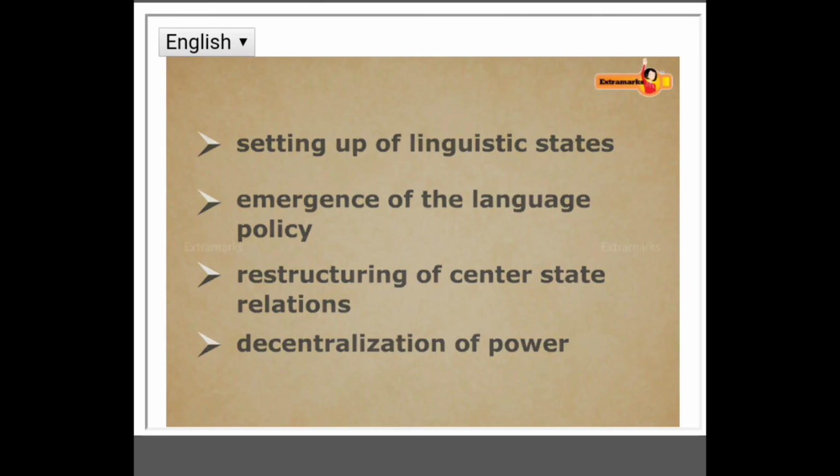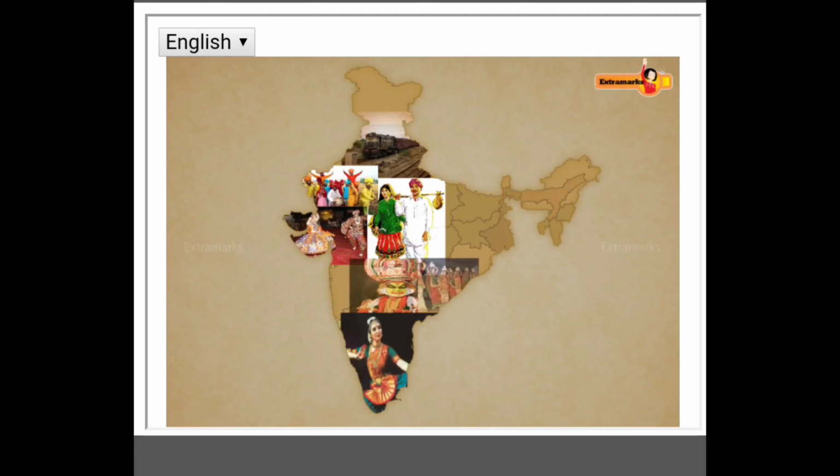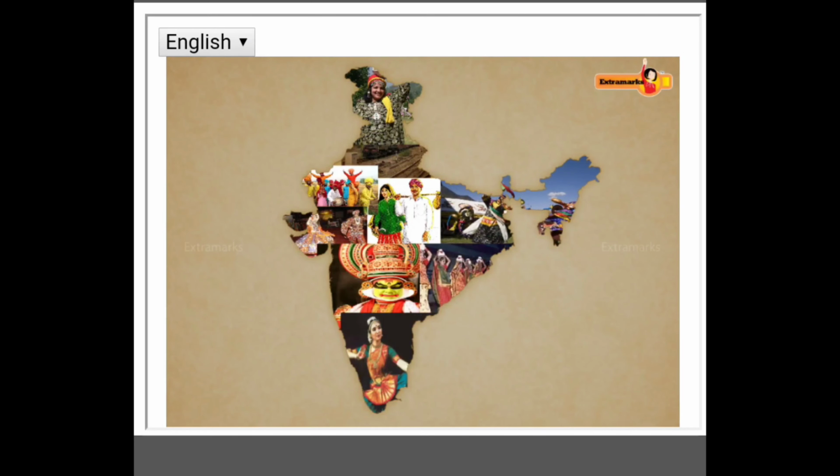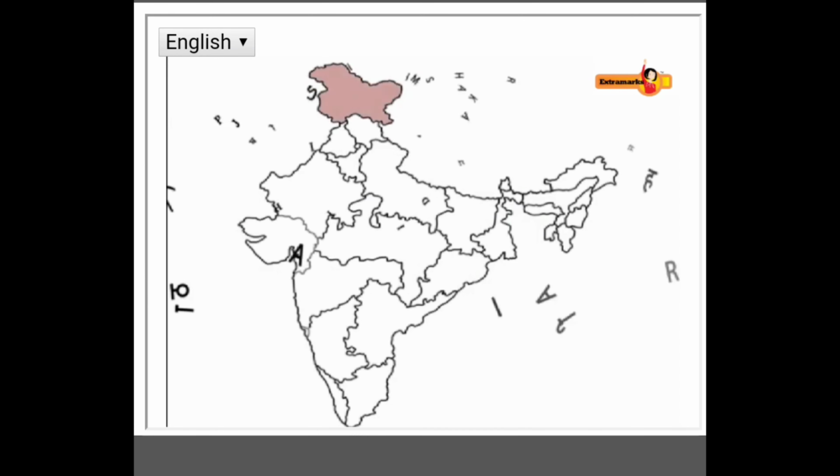and decentralization of power. The state reorganization on the basis of language became a focal point almost immediately after independence, as an important aspect in national consolidation and integration. Language is closely related to culture and therefore to the customs of people. The language policy in the Indian federation is the second check.